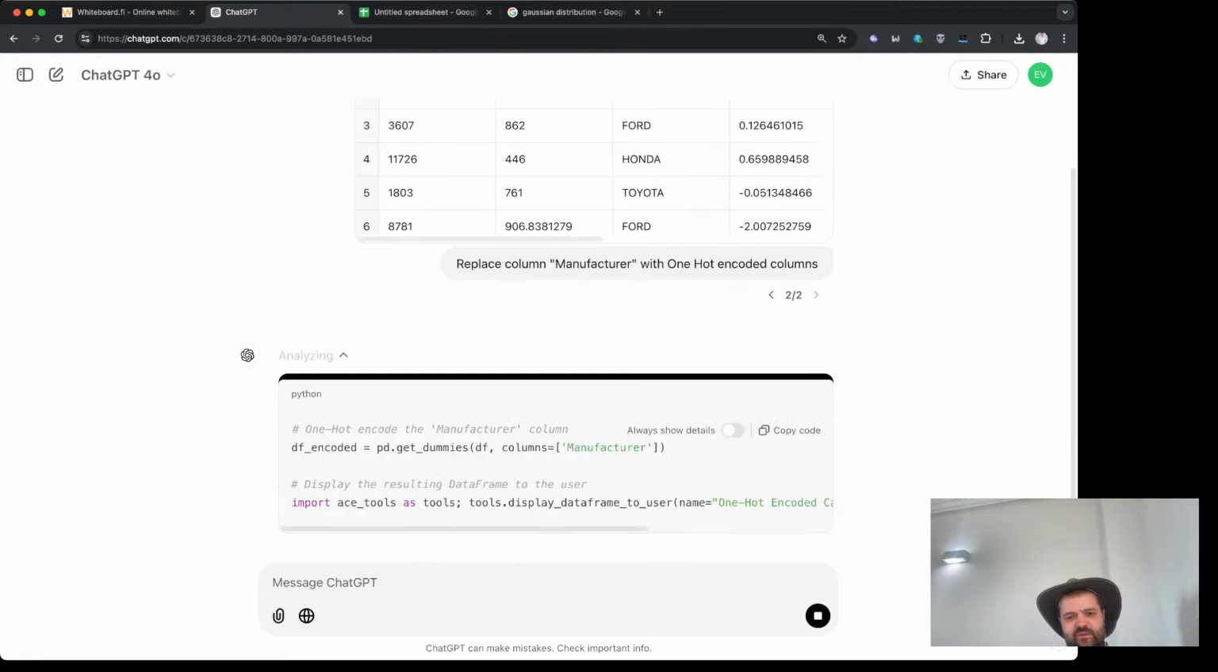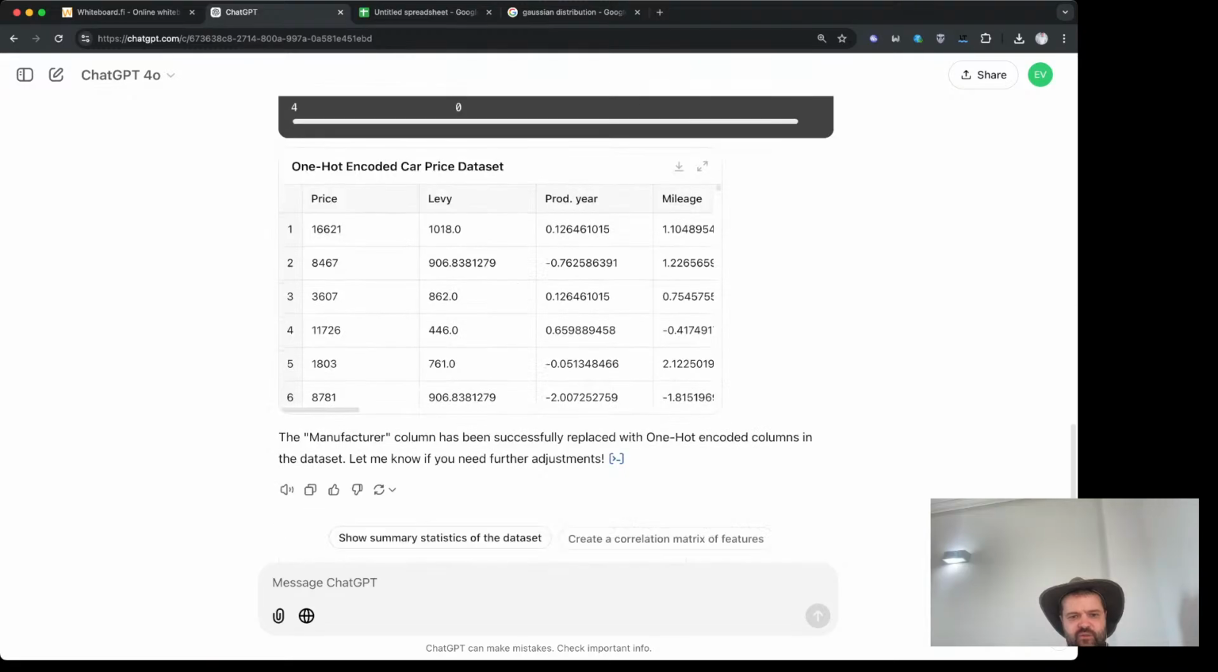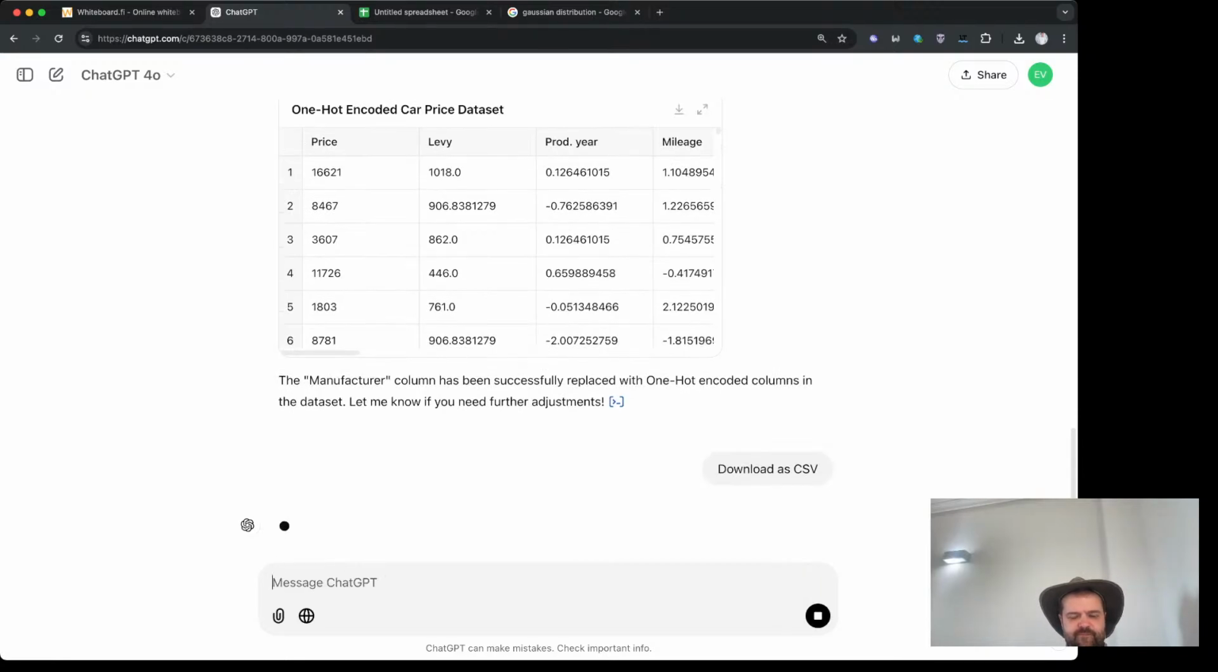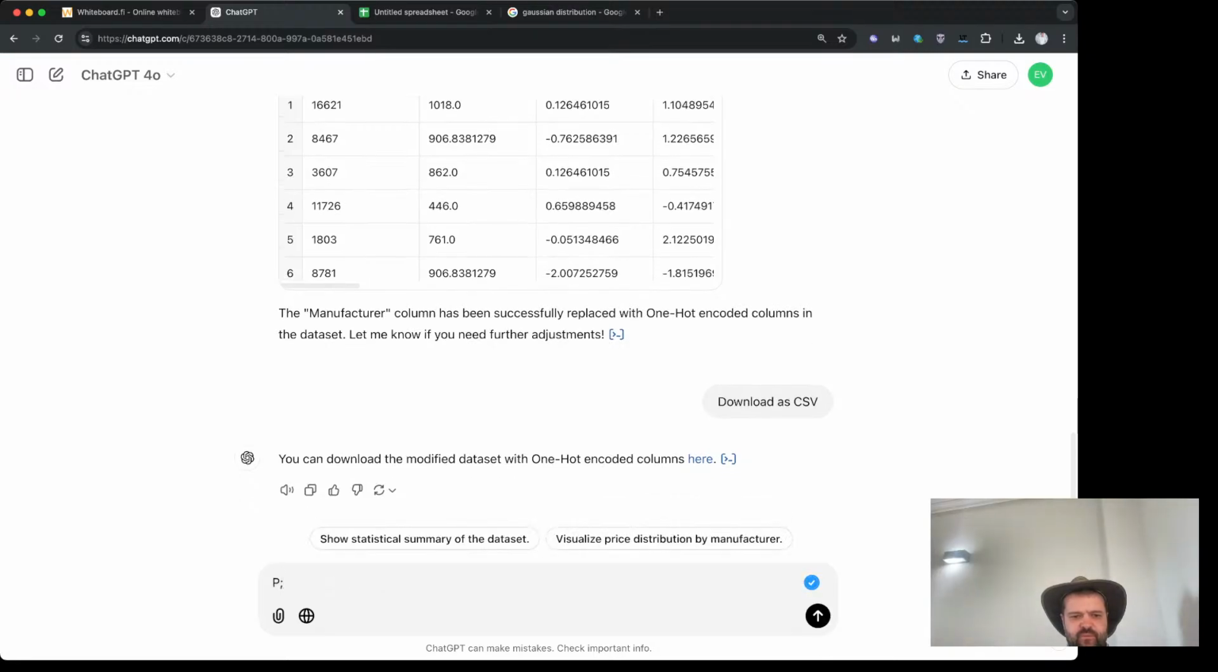So yeah, now I have these nice columns. Download as CSV. And finally, plot using linear PCA.